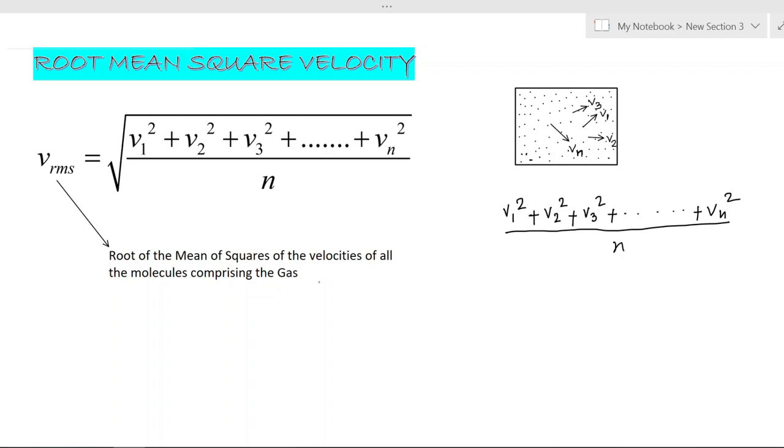Finding the mean is not enough. Again, we take the square root of the mean.